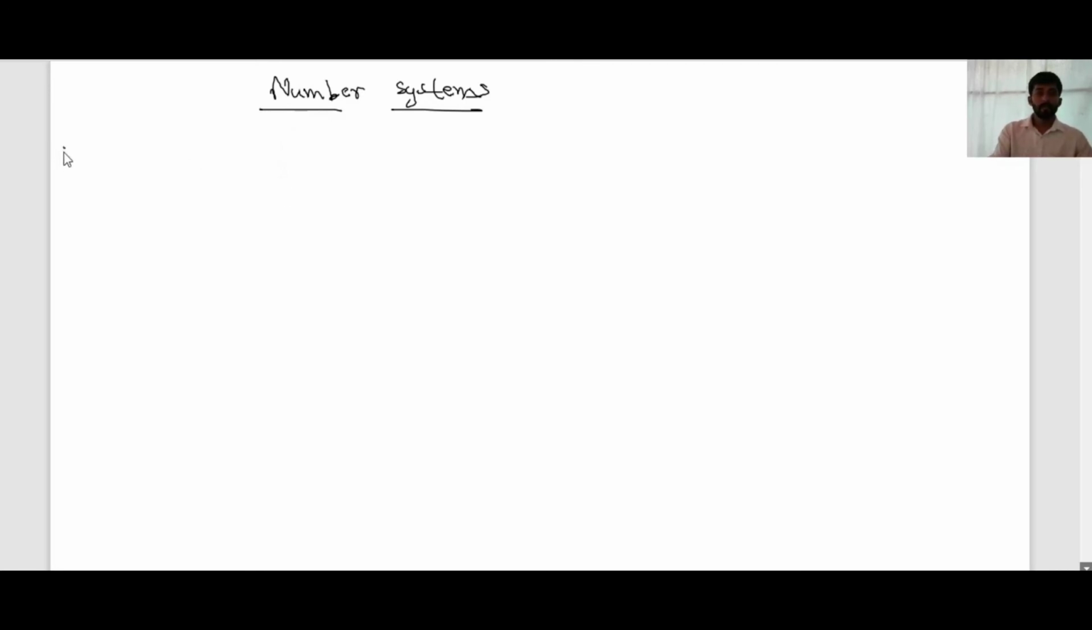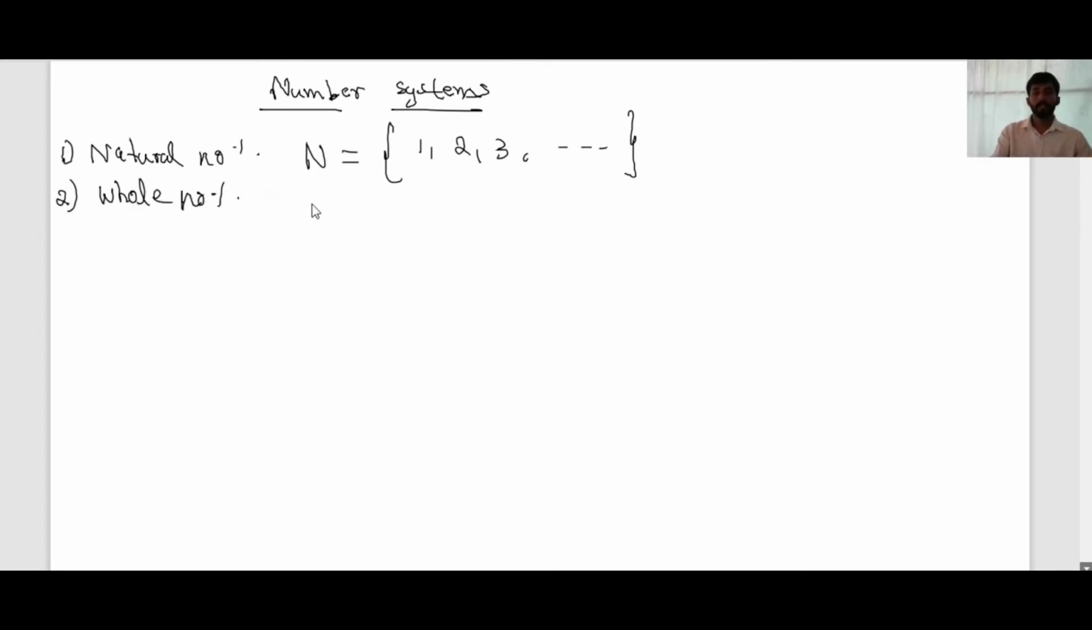Okay, first number is natural number. Natural numbers are denoted by capital letter N, that starts with 1, 2, 3 up to infinity. Infinitely many natural numbers are there, right? Okay, second one is extended form of natural number, that is whole number. Okay, that is denoted by capital letter W. It's equal to, only difference is 0 is included, right? 0, 1, 2, 3, 4 up to infinity.